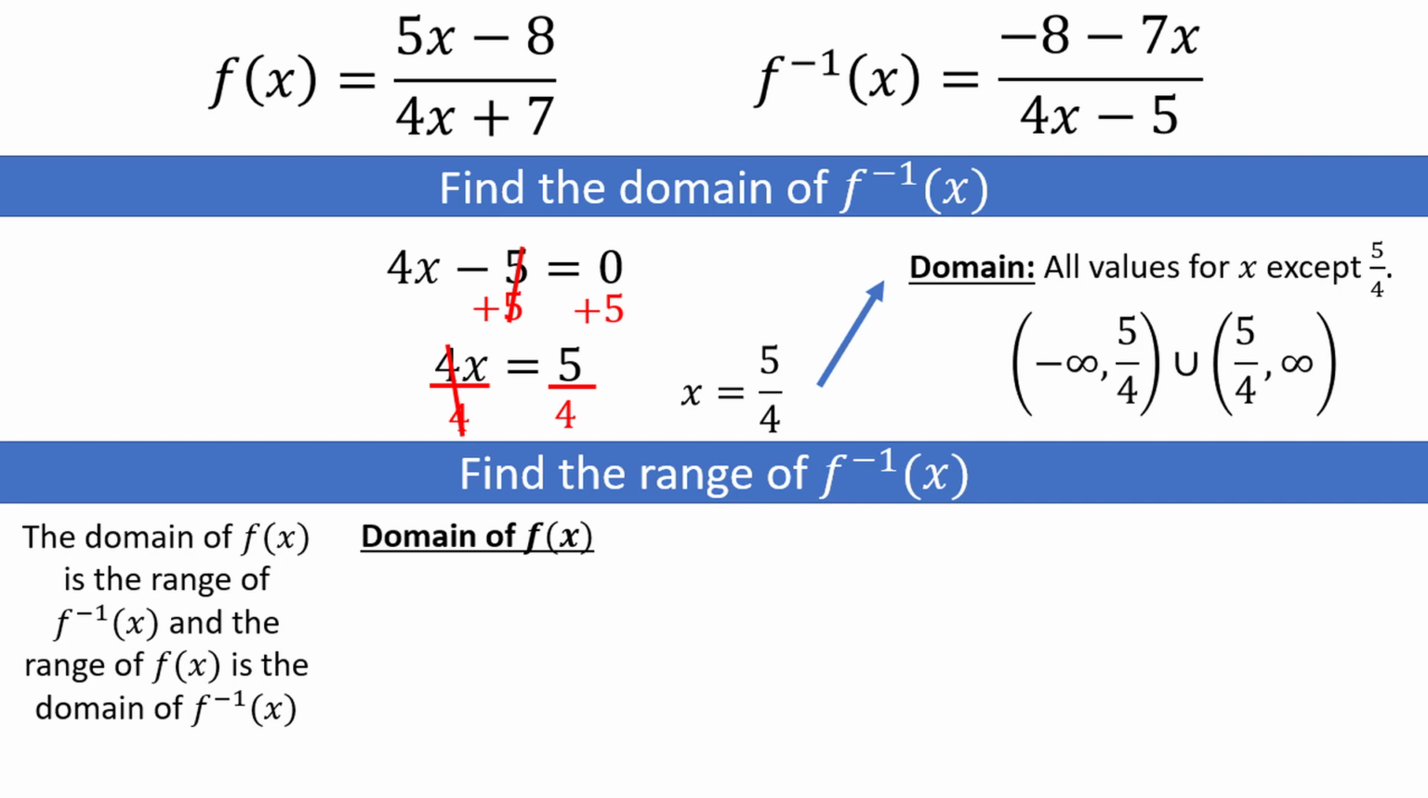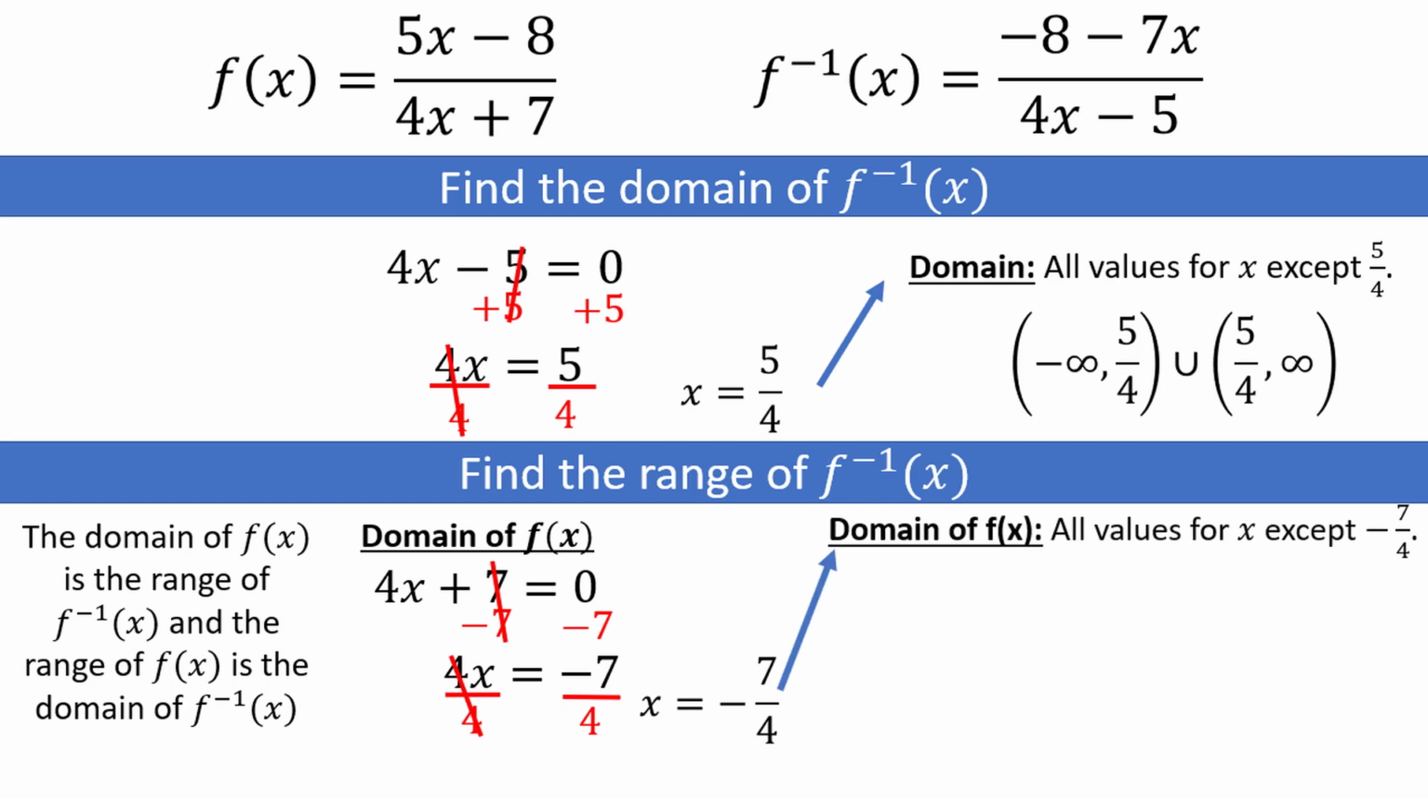The domain of f of x will be restricted so that the denominator is not equal to 0. That means 4x plus 7 can't equal 0. Setting 4x plus 7 equal to 0, we can subtract 7 from both sides to get 4x is equal to negative 7. We can divide by 4 to get x is equal to negative 7 over 4. The domain of f of x is all values such that x is not equal to negative 7 over 4.